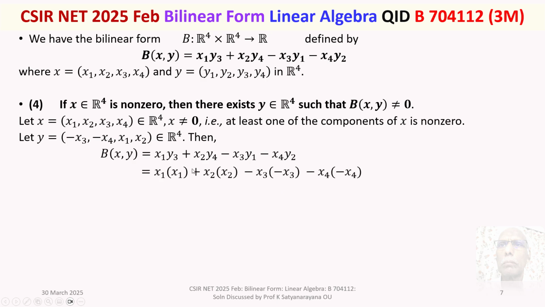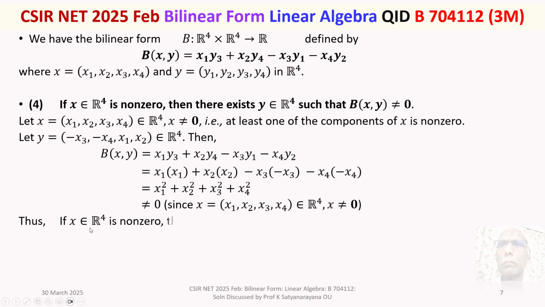Substitute: x1 into y3 is x1, plus x2 into y4 is x2, minus x3 into y1 is minus x3, minus x4 into y2 is minus x4. Now multiply, you will get x1 square plus x2 square plus x3 square plus x4 square, and x is given to be a non-zero vector. At least one of the components is not 0. So the sum of the squares is not equal to 0, since x is equal to x1, x2, x3, x4 belongs to R to the power of 4 and x is a non-zero vector.